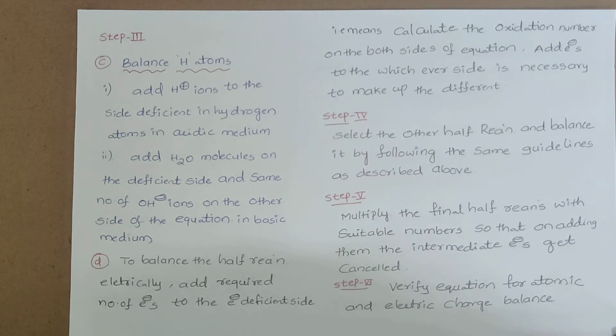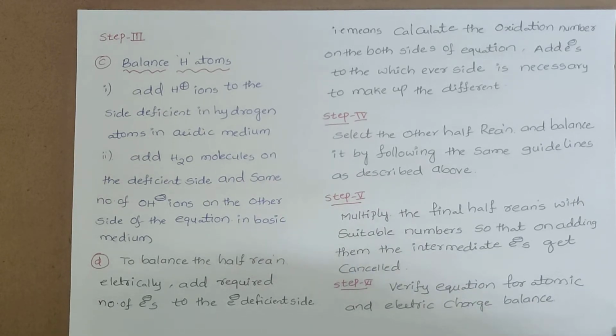Let us take the other half equation. That also follows the same procedure: balancing the other atoms, balancing the oxygen atoms, balancing the hydrogen atoms, and electrical balance. Finally, we need to add the two equations. Before adding the two half equations, we need to check whether the two half equations have the same number of electrons or not. If not, we need to multiply with a suitable integer so that the number of electrons becomes equal. When we add the two half equations, the electrons are cancelled. Finally, we get a balanced equation.